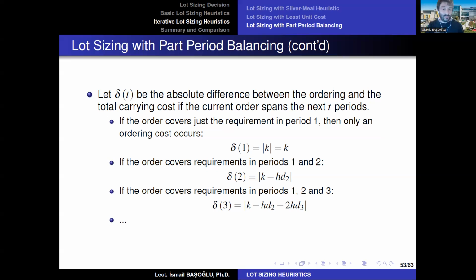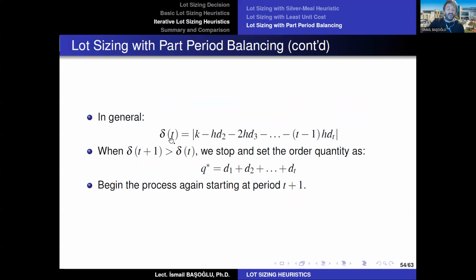Now, it may not be possible here at any number of periods to make the ordering cost component exactly equal to the carrying cost component, but we can go with the number of periods at which the absolute difference between the ordering cost and the carrying cost component is minimized, okay? So basically, we are trying to imitate the natural results of the basic economic order quantity model here, okay?